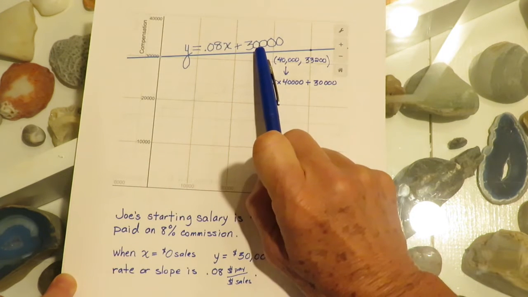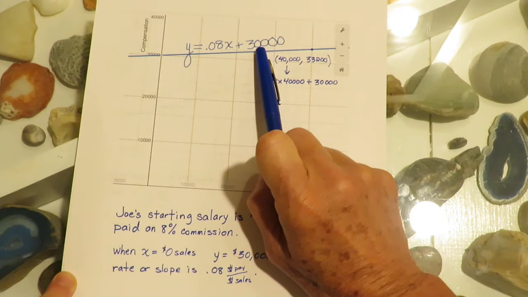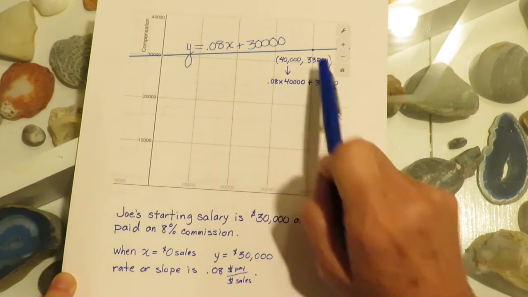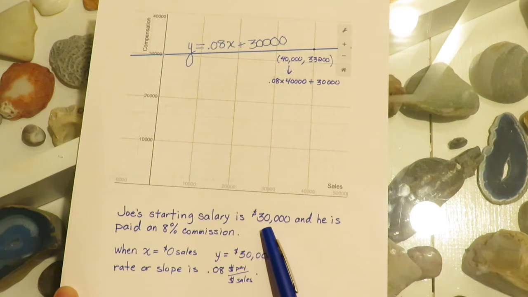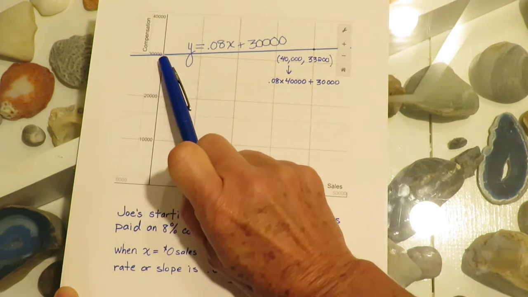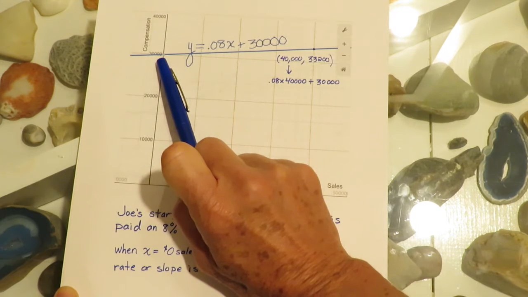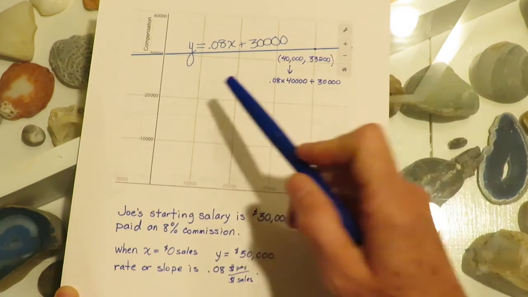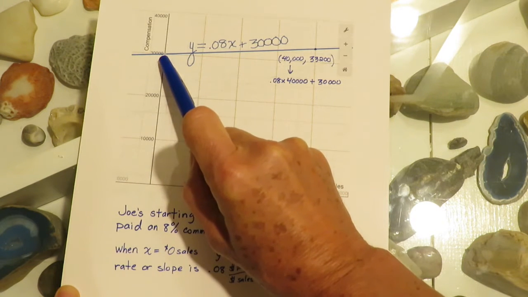What we mean by that is it's the y coordinate of the point where you're crossing the y-axis. It's the y-intercept value. So in this example, Joe's starting salary is $30,000. So when his sales are zero, his starting salary is $30,000. The y-intercept can be considered the starting point of the line. And in this case, it makes really good sense. If he sells nothing, his base salary is $30,000.